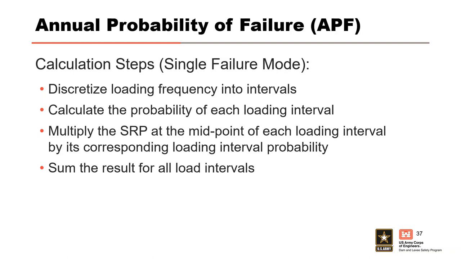Here are the steps for calculating the annual probability of failure for a single failure mode. We'll start by discretizing the loading frequency into intervals. We will calculate the probability of each loading interval, and we will then multiply the system response at the midpoint of each loading interval by its corresponding loading interval probability. Lastly, we'll sum the result for all the load intervals, which will give us the annual probability of failure.